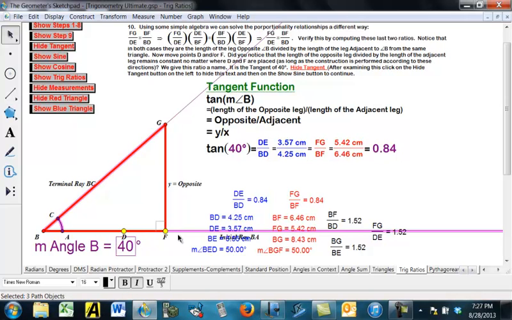So isn't that pretty cool? And we're going out to the right here, so we have a positive slope. So there's an introduction to the first of the trig ratios we're going to do, which is called the tangent function. Let me stop the video there, and then we'll come back and look at sine and cosine in our next video.